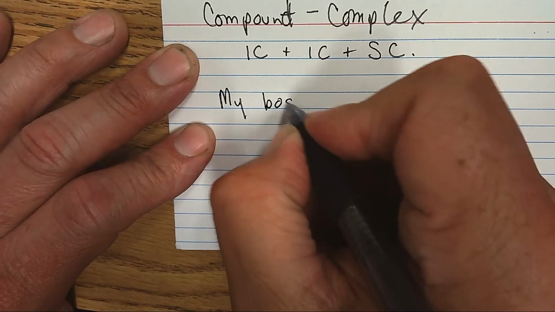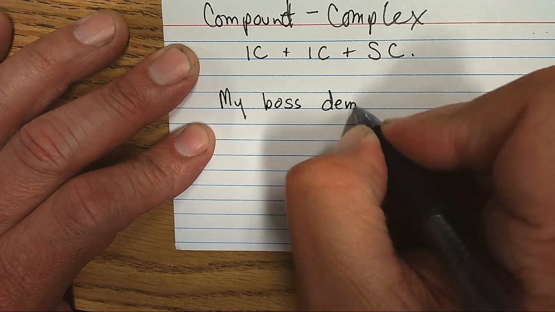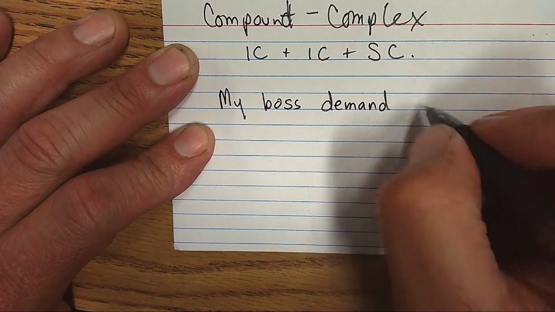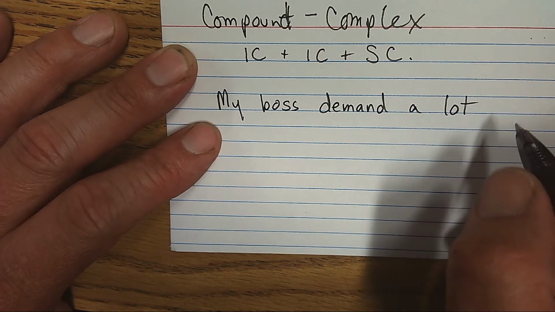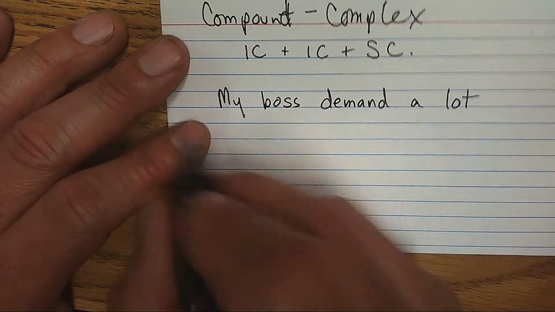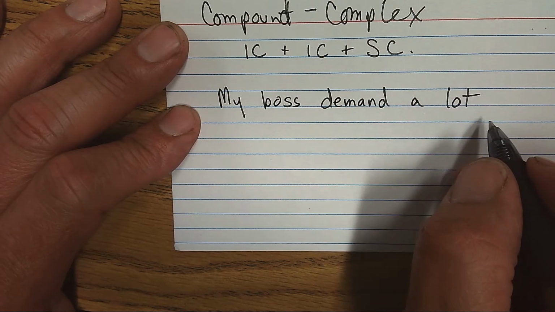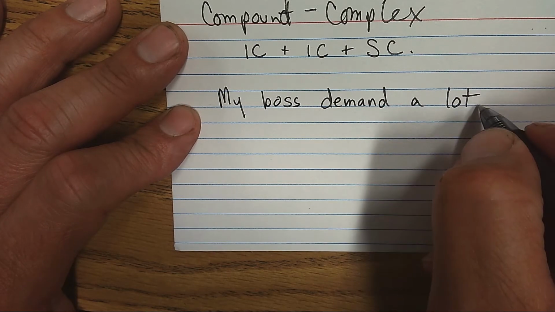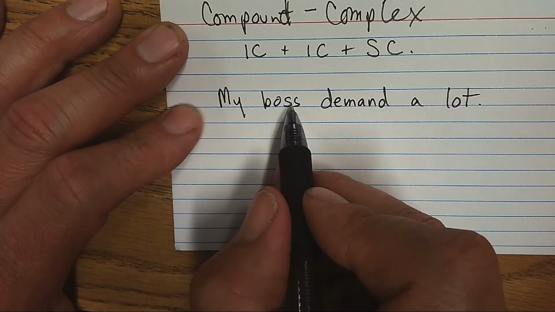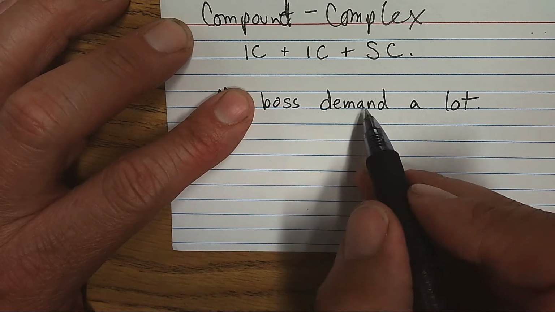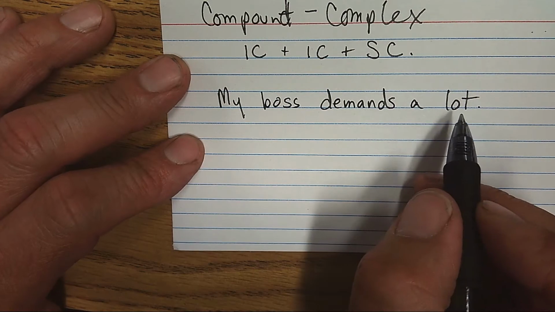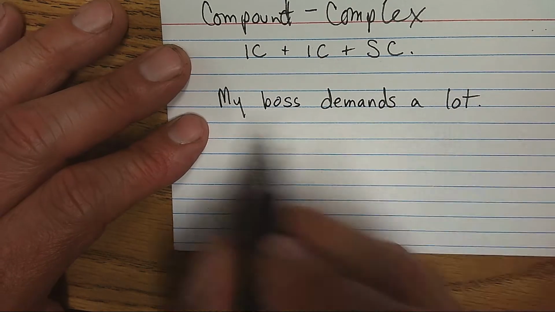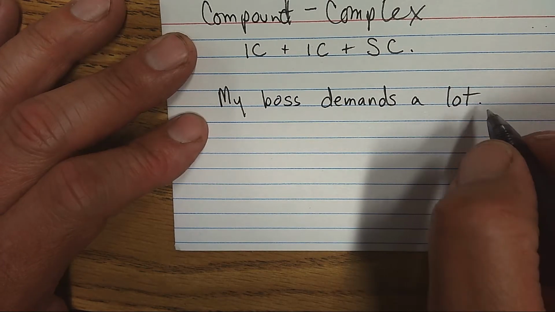My boss demands a lot. Okay, so that we can add this clause here. That's another independent clause. It can stand by itself if we put a period here. My boss, subject, demands, demands is the verb. There's only one subject-verb pair, so that's one clause. All right, so my boss demands a lot.